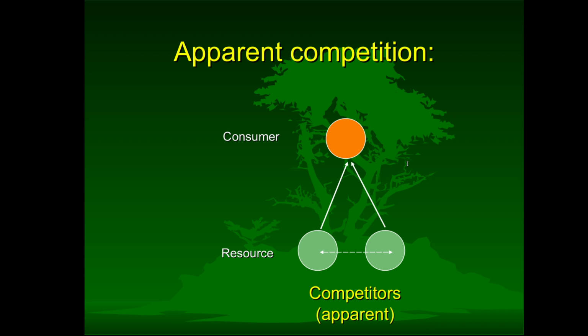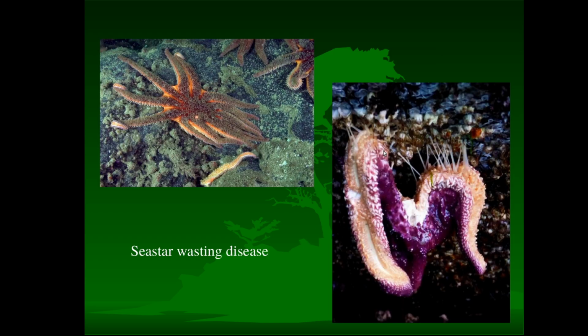So apparent competition occurs, for example, between two populations that have the same disease organism. If this consumer is a disease organism, and if one population increases, it benefits the disease organism, which then increases and can affect the other population. So this is a negative interaction, and therefore competition by definition.